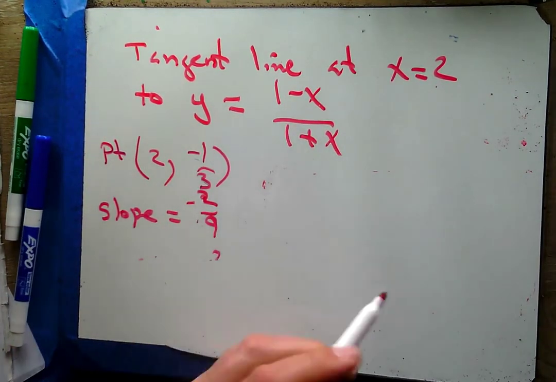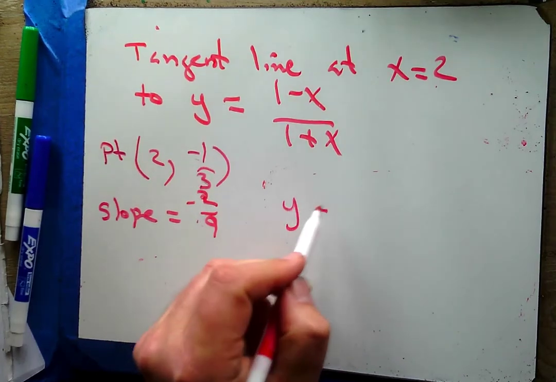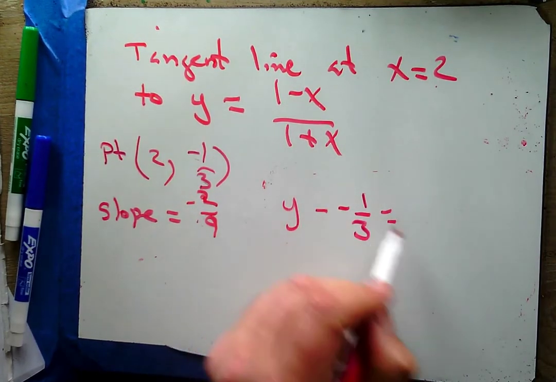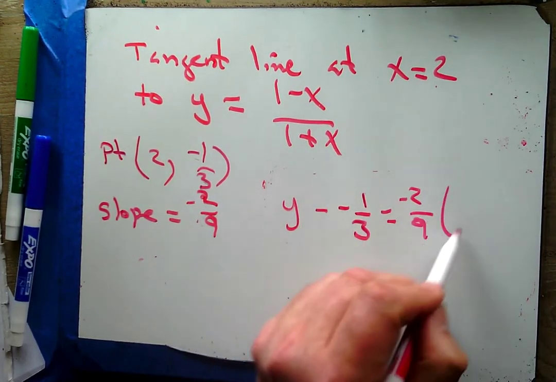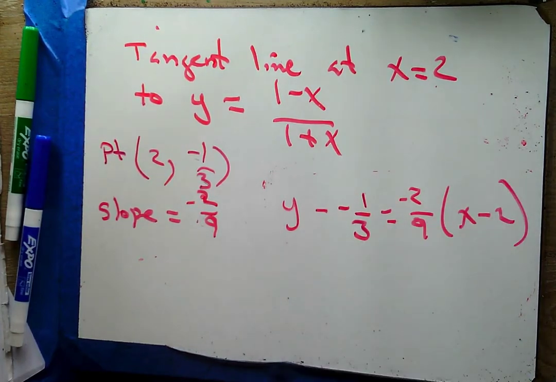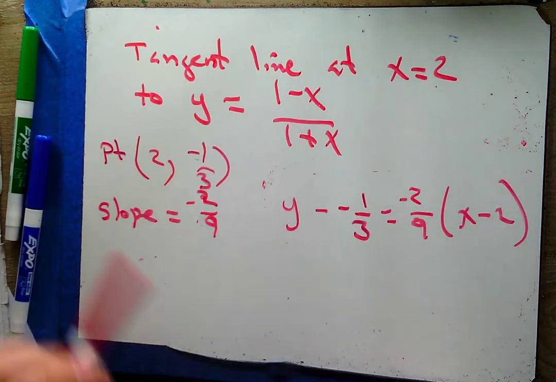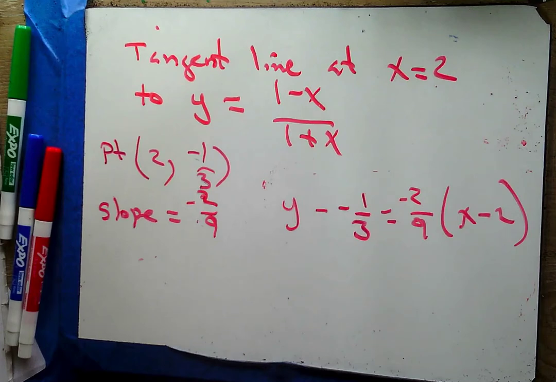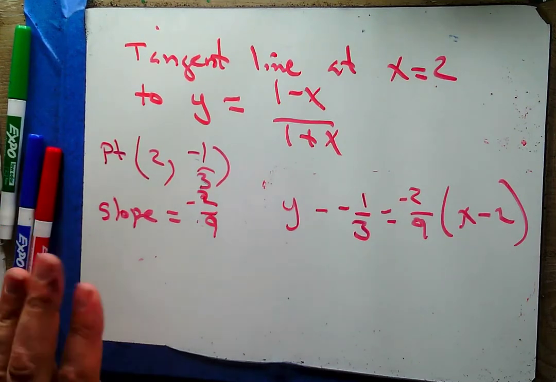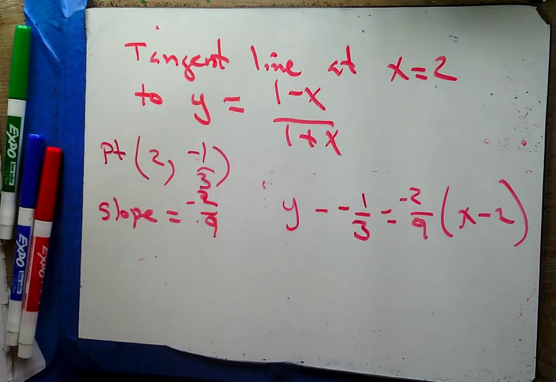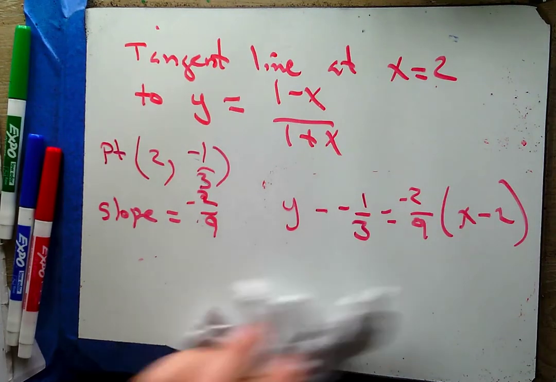2 comma negative 1/3. And so we can say y minus negative 1/3 equals negative 2 ninths times x minus 2. So we can write a tangent line. Remember, in order to write a tangent line, you need a point and a slope. And we can get that slope by taking the derivative, because derivative and slope are pretty much synonyms for us, not synonyms. All right, how about this one?